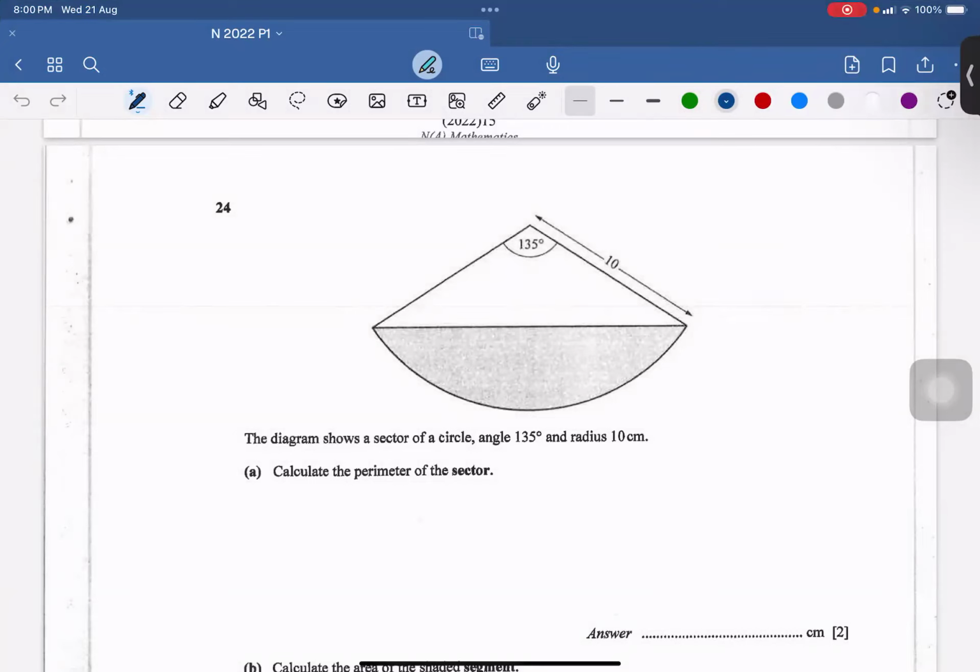Today I'm going to go through TYS N-level 2022 Paper 1, part 2 of the TYS questions. So I'll start with the harder questions at the back first. Okay, so start with question number 24.